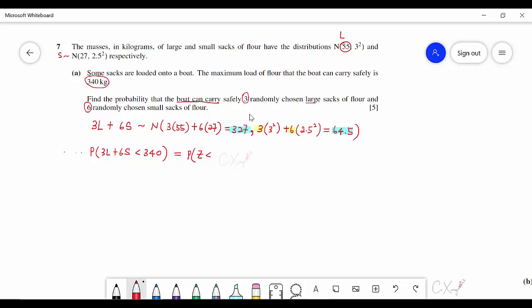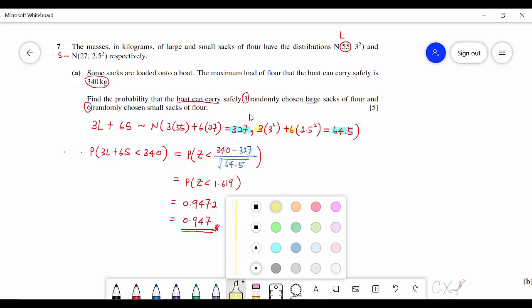Before you calculate the probability, you should standardize it to become Z, because you know that this variable belongs to a normal distribution. So 340 minus the mean, so minus 327, divided by the standard deviation. The standard deviation should be the square root of 64.5. Then we'll have the value of Z, which is 1.619. Then by referring to the normal distribution table provided in the formula booklet, you should get 0.9472. And if you want, you can change it to 3 significant figures, which is 0.947. So this is the answer for part A in question 7.